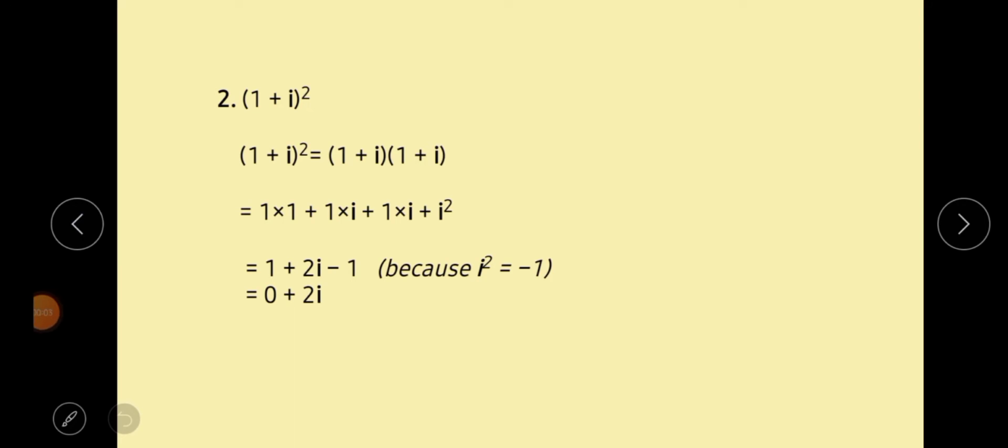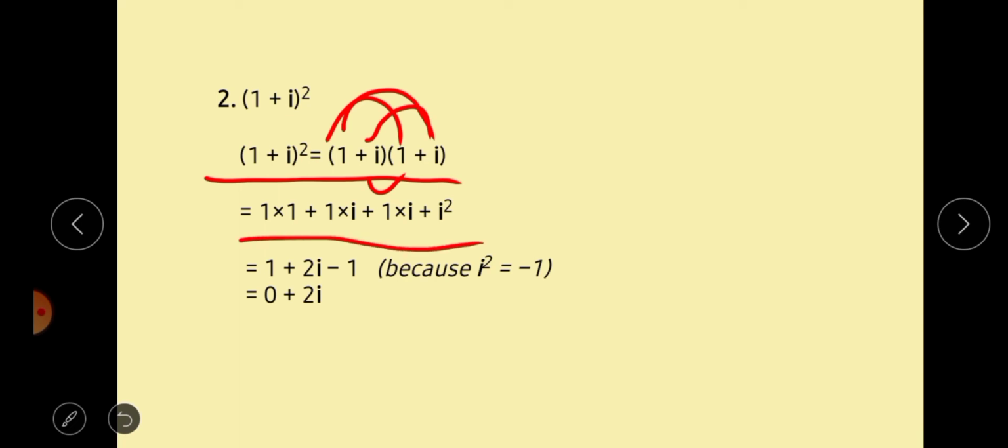The quantity of 1 plus i squared is equal to the quantity of 1 plus i times the quantity of 1 plus i. Then we have to use the FOIL method. So we will have 1 times 1, 1 times i, i times 1, and i times i. So we have 1 times 1 plus 1 times i plus 1 times i plus i squared.